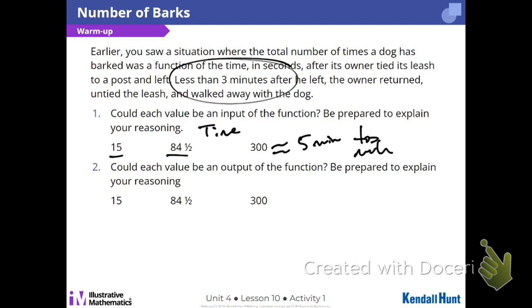So let's talk about outputs. In this case, time goes in, what comes out? Barks. So can you have 15 barks? Can you have 84.5 barks? Can you have 300 barks? That means 100 barks per minute. I bet you a dog could do it. That's less than 2 per second. I had a 6th grader first hour prove it's possible. I don't think a dog can work that fast.